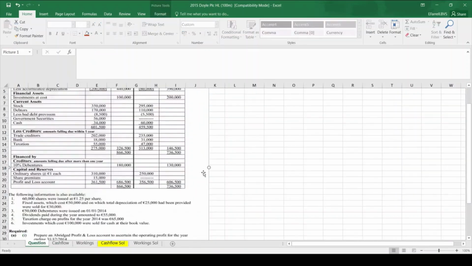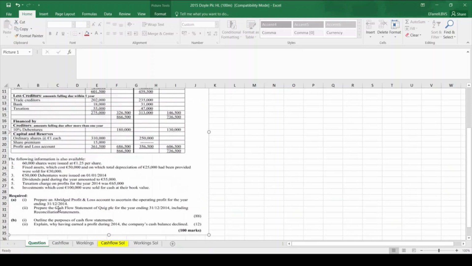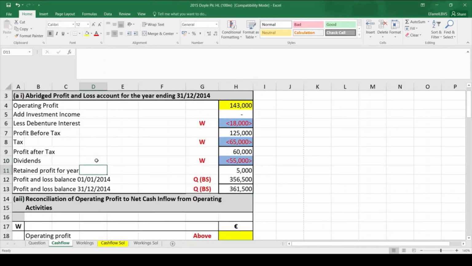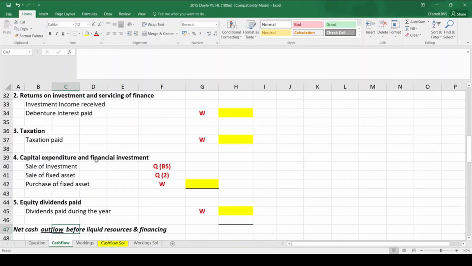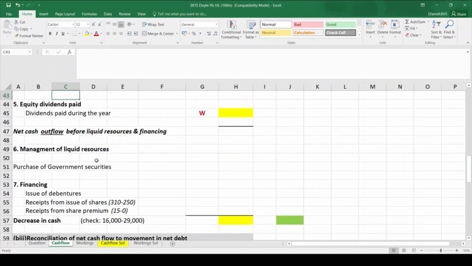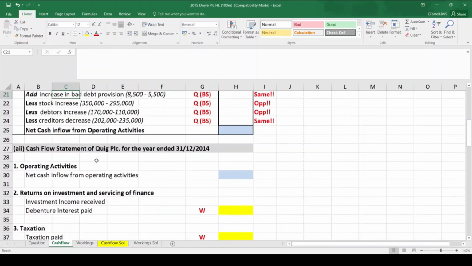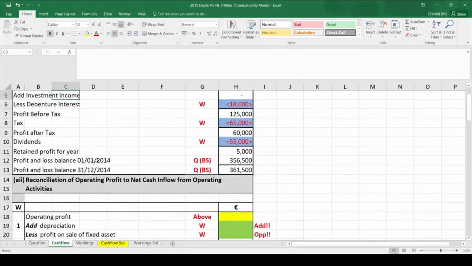So that was the first thing we were asked to do. And just to look at the question, part 1 there, we were asked to do an abridged P&L. Now we need to prepare a cash flow statement, including the reconciliation statements. There are 2 reconciliation statements. There's a reconciliation of operating profit to net cash inflow from operating activities. Then we do our cash flow, and then we have a second reconciliation of net cash flow to the movement in net debt. First of all, to start off with, we are going to do our reconciliation of operating profit to net cash inflow from operating activities.